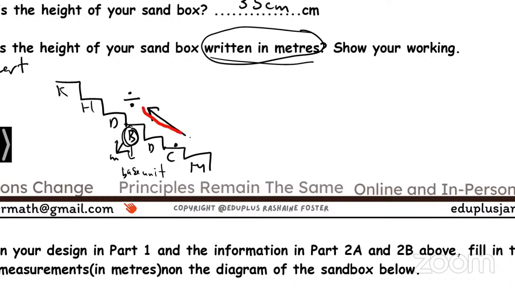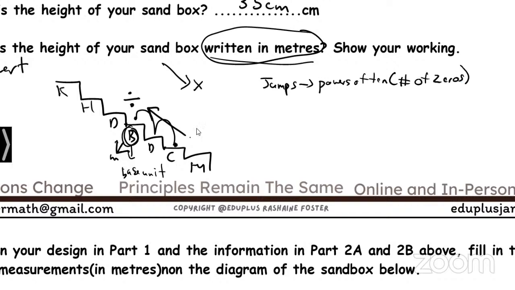All I need to know is that when you go up the stairs, you divide. When you go down the stairs, you multiply. All you need to figure out is how many jumps. So how many jumps am I going to take to move from C to B? Let's count. 1, 2. Do you know what this means? Jumps represent powers of 10, which is also representing the number of zeros.